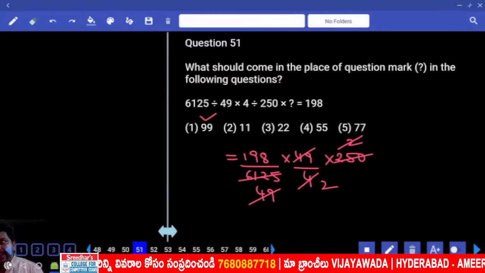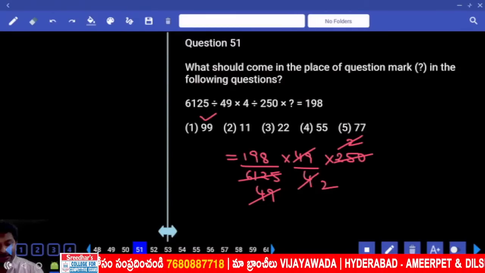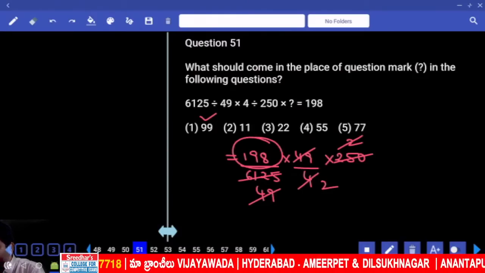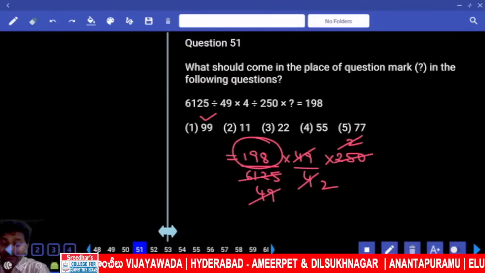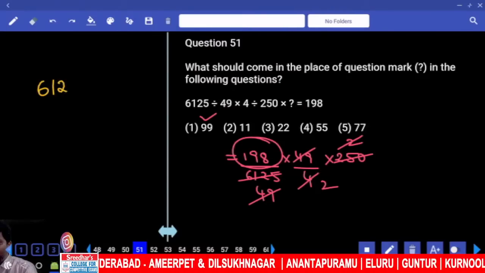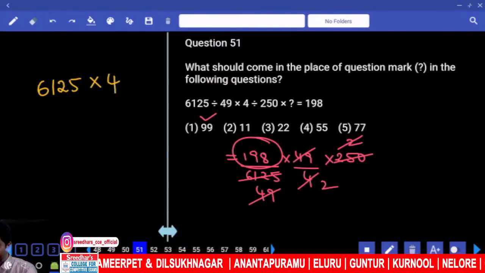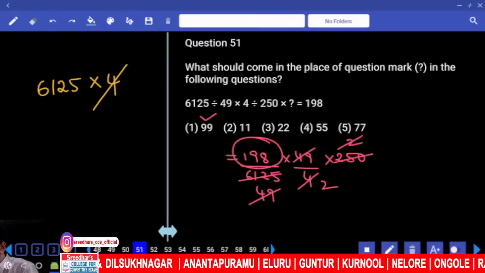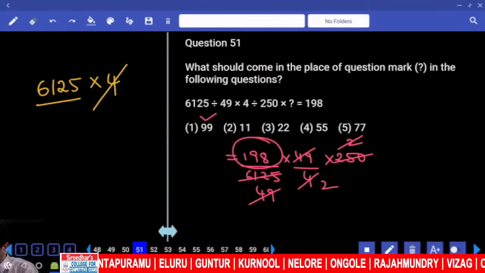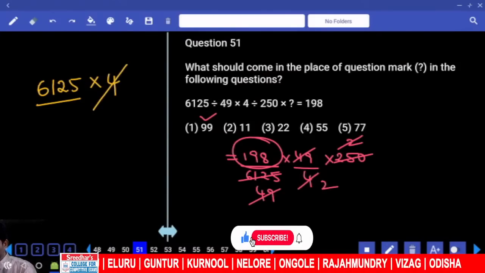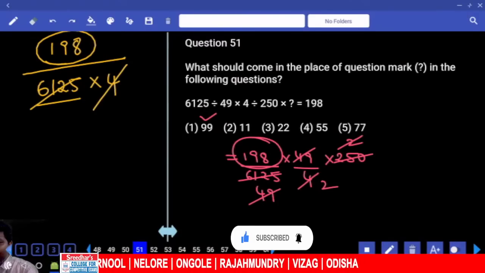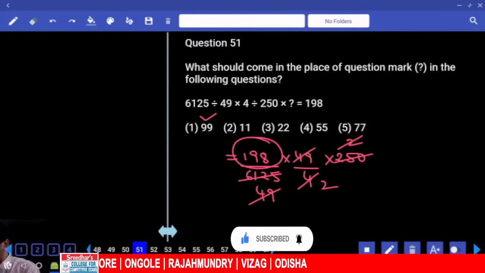But even if you can get 9 multiplication as in 198, 198 is a 9 multiple. Denominator, how many numbers are there? 2 numbers. 6125, the other number is 4. This is not even a multiple of 3. 6125 is not a multiple of 9, not even a multiple of 3. But in the numerator we have 198. This is a multiple of 9. The answer must be a 9 multiple. There is only one.